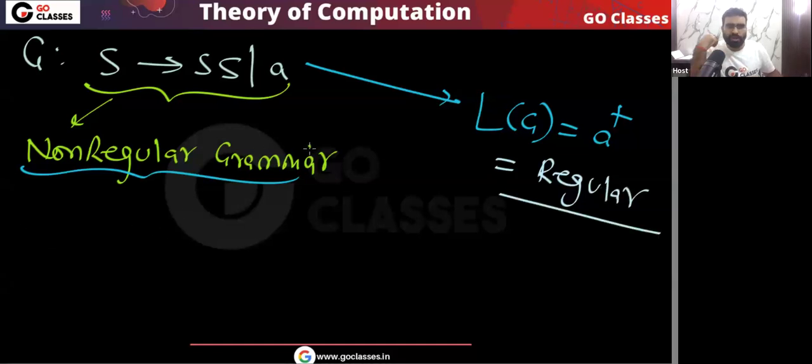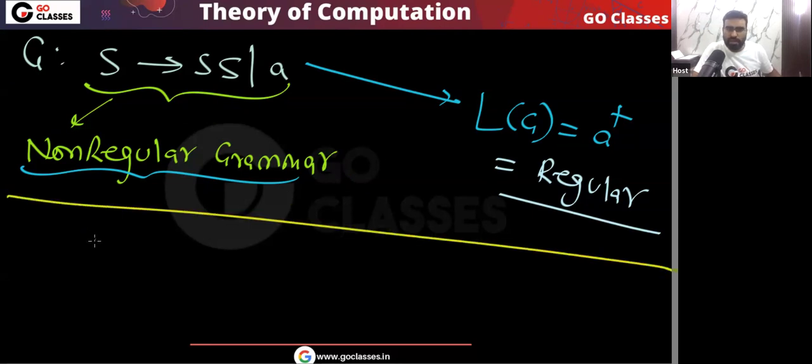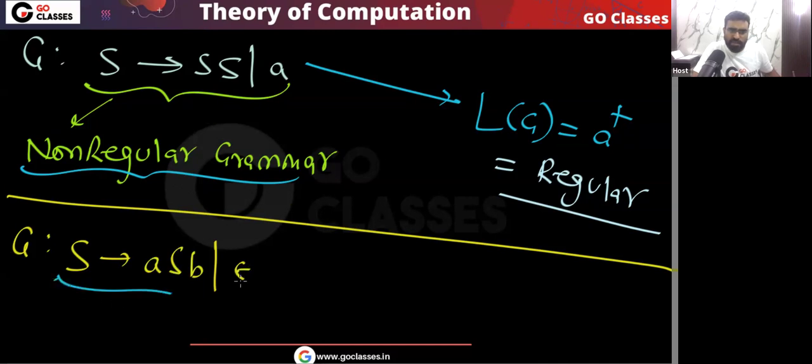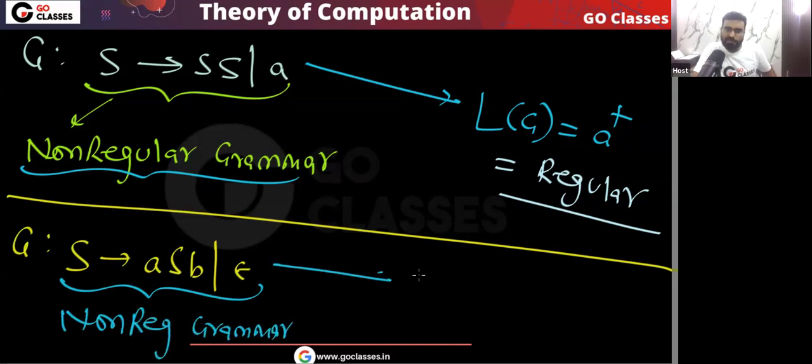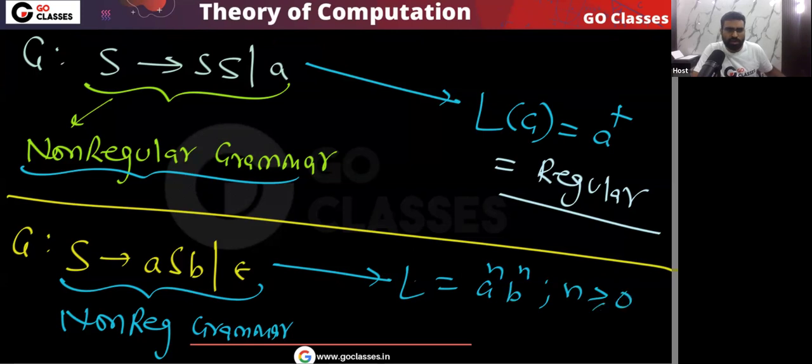So remember, if you have a non-regular grammar, then the language may or may not be regular. I can give you another example where the grammar is non-regular and the language is also non-regular. Consider this grammar: S goes to ASB or epsilon. This grammar is also non-regular. Here, the language is A power n, B power n, where n is greater than or equal to 0, and this language is non-regular.